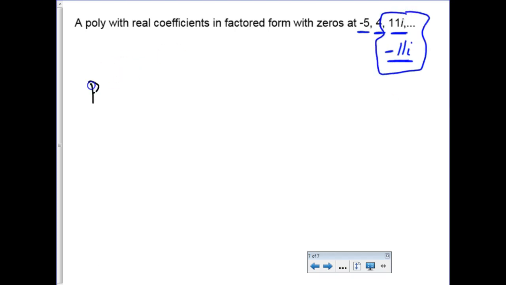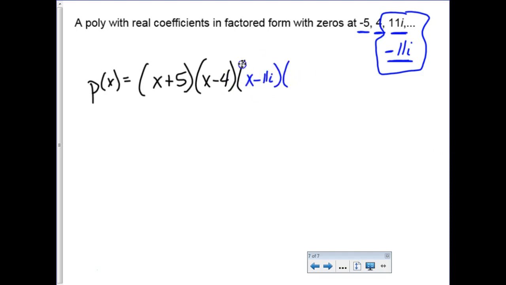So the next thing we do is write them as factors. Sorry, x equals negative 5 is x plus 5 as a factor. X equals 4 is x minus 4 as a factor. And I think some of you tried to jump to the end of this question without showing this, and then you got yourself in a little bit of trouble. So this is x minus 11i, and then x plus 11i. And you can't stop here because it does say you must have real coefficients.